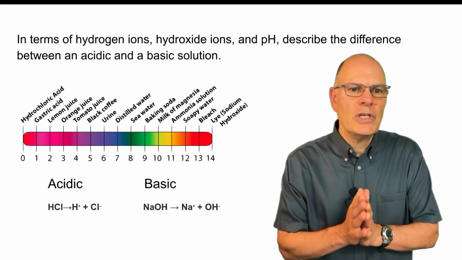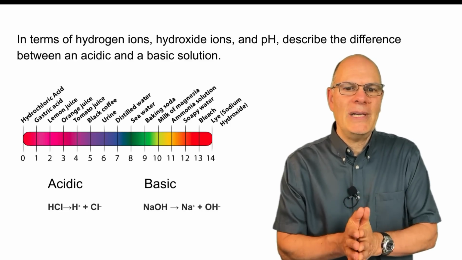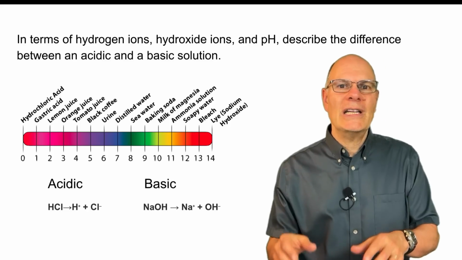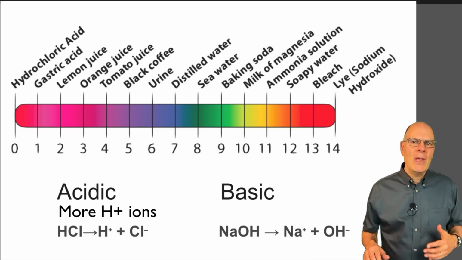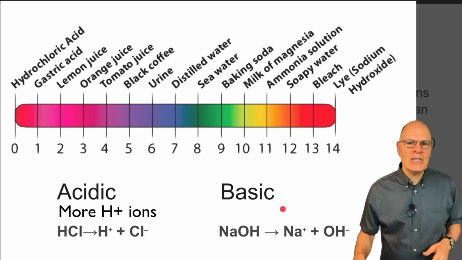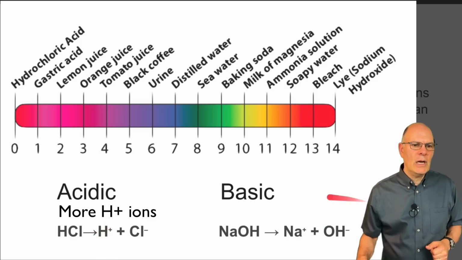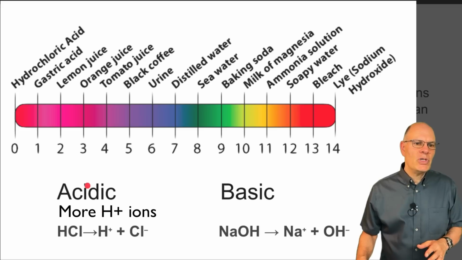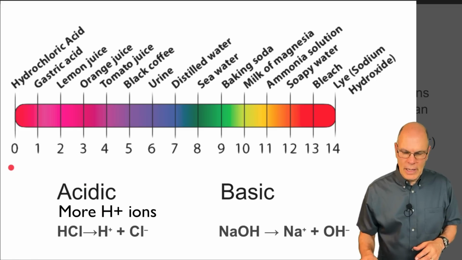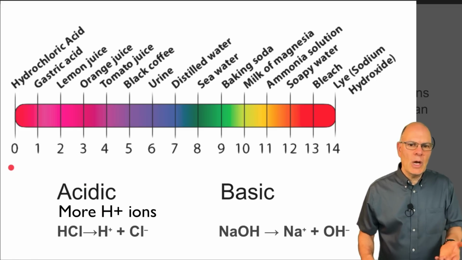In terms of hydrogen ions, hydroxide ions and pH, describe the difference between an acidic and a basic solution. The first thing to note is that acidic solutions are solutions that have more hydrogen ions, here's a hydrogen ion over here, than hydroxide ions. That's represented by OH over here. So if you dissolve this in water, you wind up having lots of hydrogen ions, and that pushes the pH down, all right? The pH is below 7.